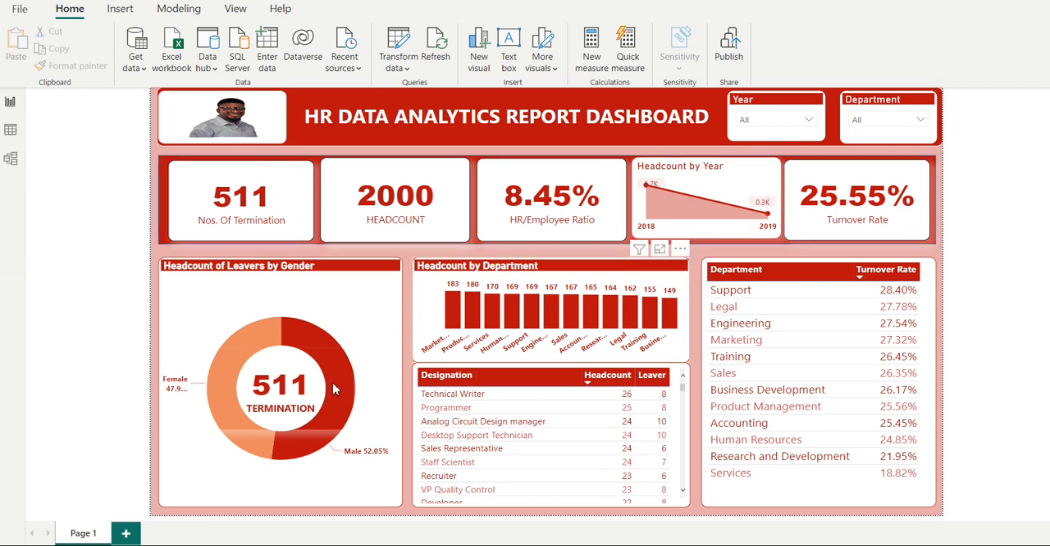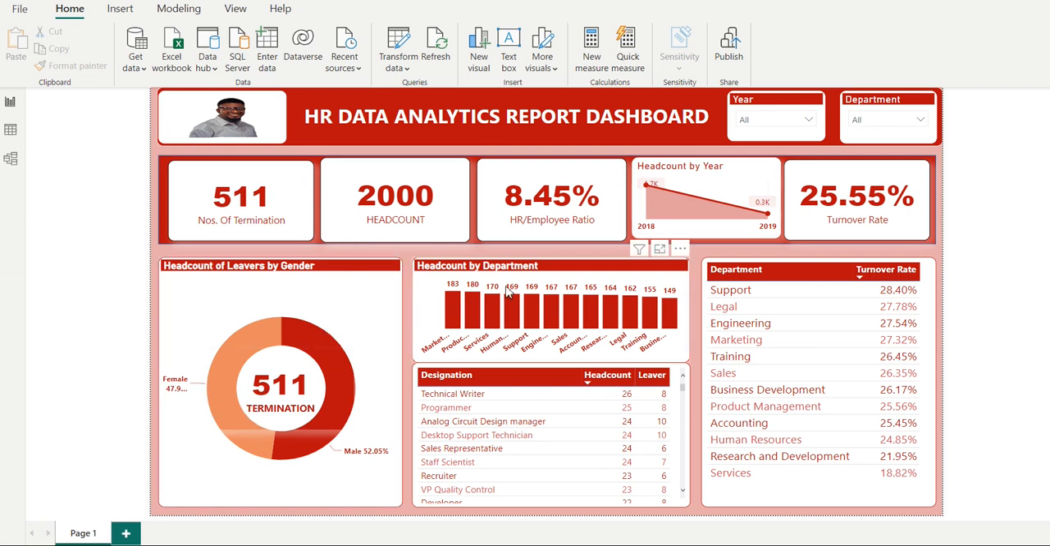You can also see here we have the gender distribution of leavers. I also got an insight from the gender distribution. We have more male staff in this organization, 52.5%, while the female staff that left is 47.95% out of the 511 people that left the company. So we have more males that left the company than females.